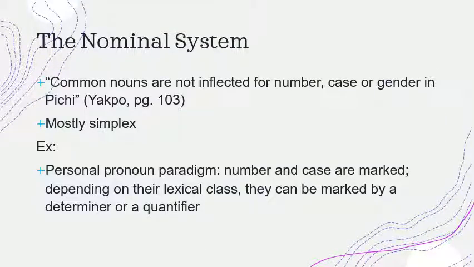So the nominal system of Peaky, here we'll find that common nouns are not going to be inflected for number, case, or gender, according to Jakpo, the author of the grammar, and they are mostly simplex, meaning that they are in and of themselves mostly their own words. We'll find a difference in the personal pronoun paradigms, in which number and case are going to be marked depending on their lexical classes, and they can be marked by a determiner or a quantifier, which I'll show on the next slide.